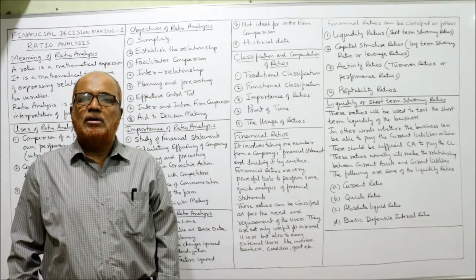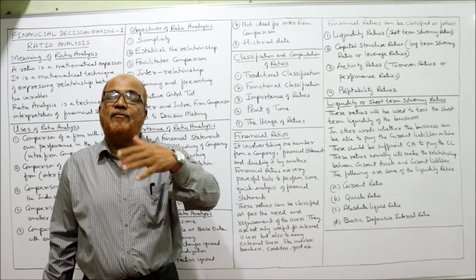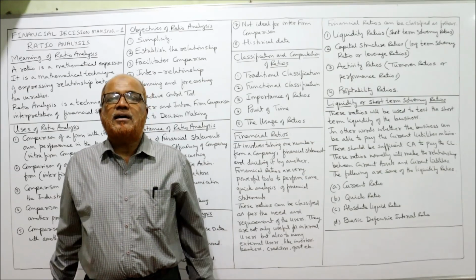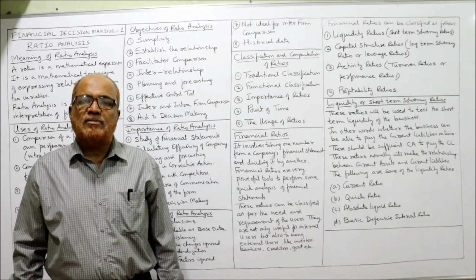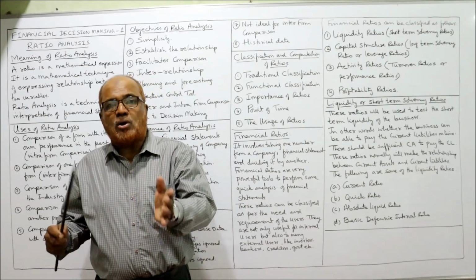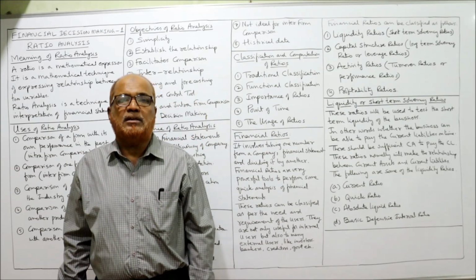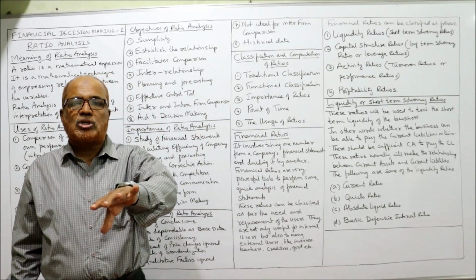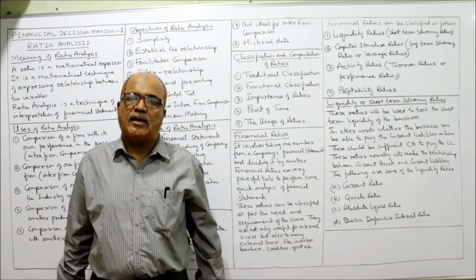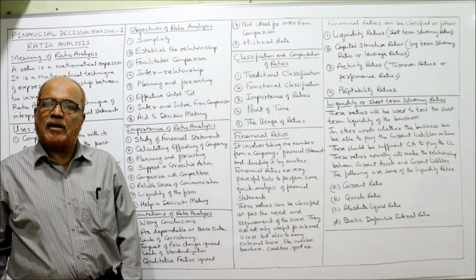Usage of ratios. According to usage of ratios, the ratios will be calculated for different parties according to different uses. Example, the creditors or the bankers will give more focus on liquidity, whereas the shareholders or the investors will give more importance to profitability. So according to usage, the ratios can be classified as profitability ratios or liquidity ratios, like that. So these are the classification of ratios.